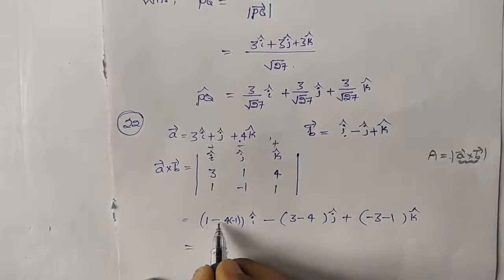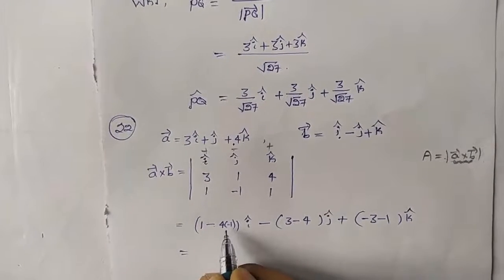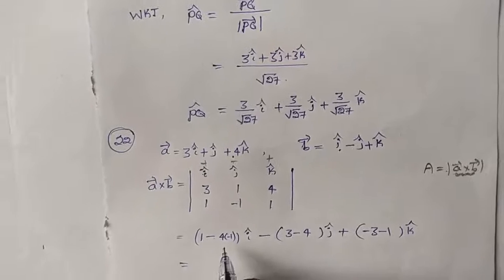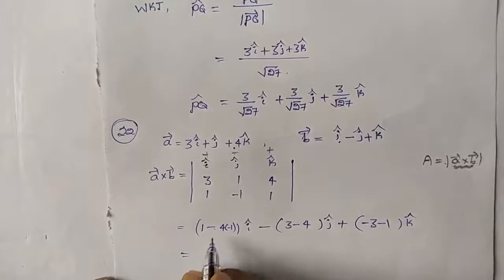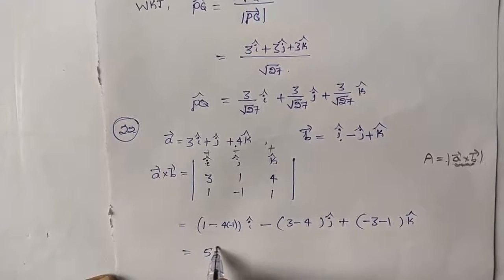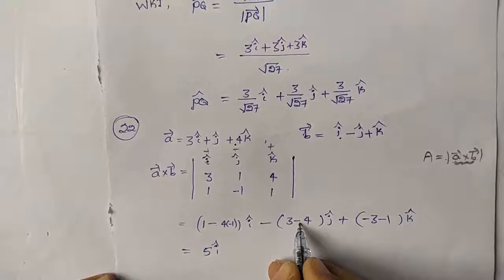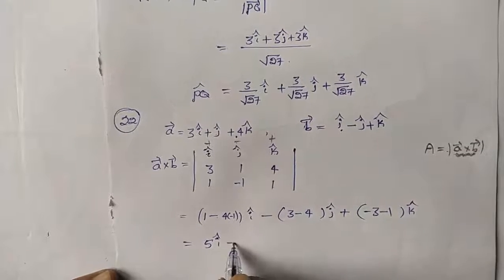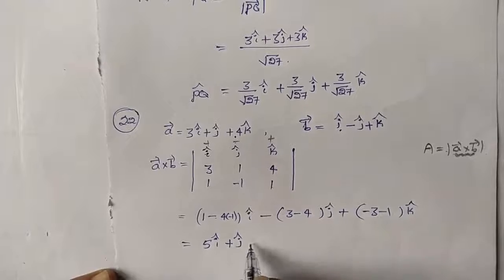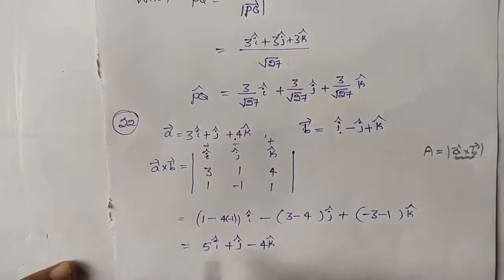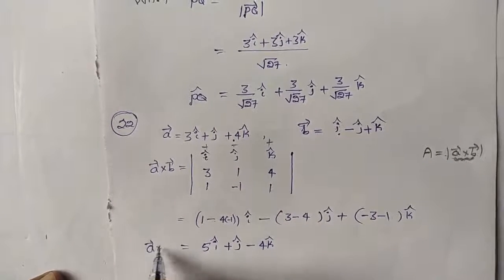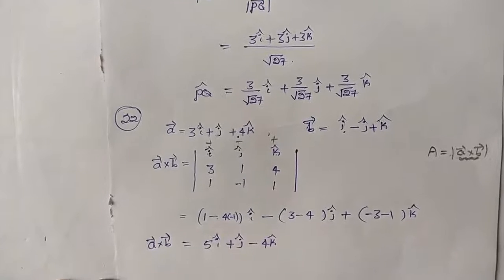That is equals to, minus into minus 4 is plus 4, 1 plus 4 is 5. So 5i, minus 1 we will get, so minus into minus is plus J, minus 4K. It is A cross B.